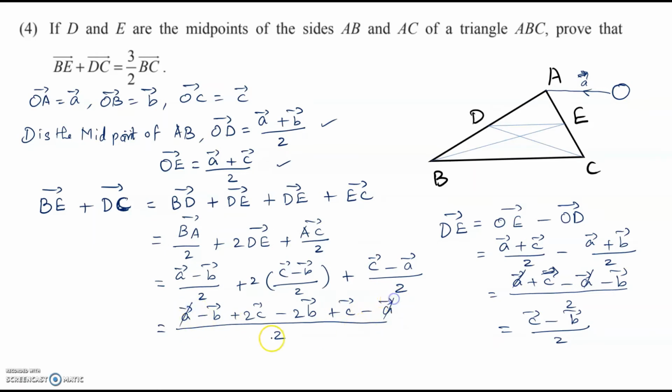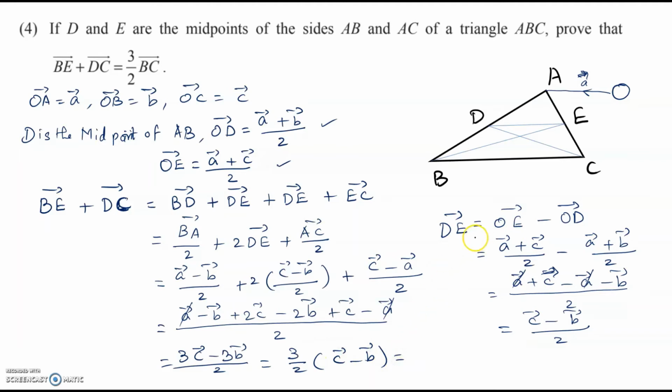So vector A and vector A are cancelled. Minus B and minus 2B will be minus 3B vector. You have 2C plus C, so it's a 3C vector, divided by 2. So you can further simplify this as 3 by 2 into vector C minus vector B.